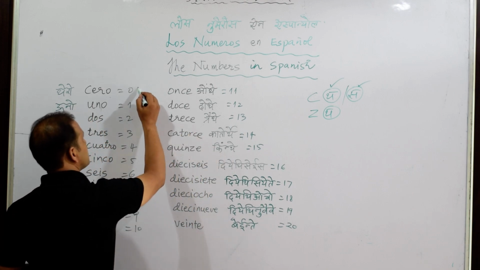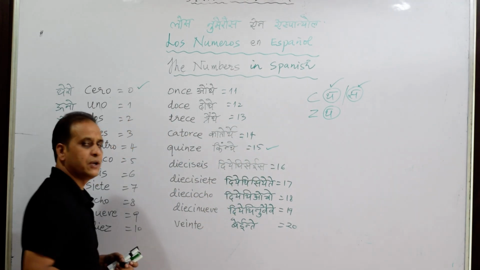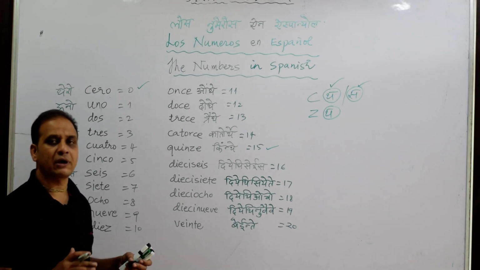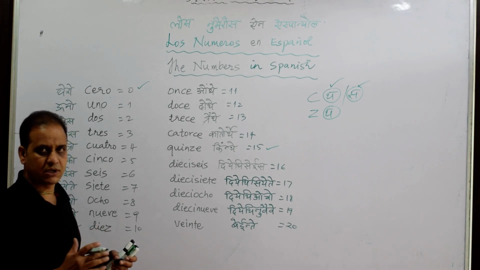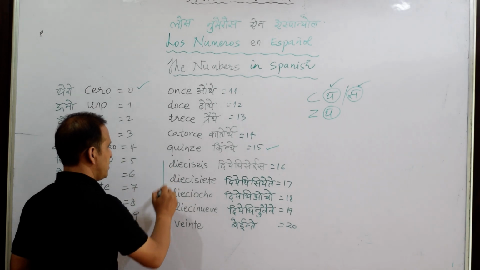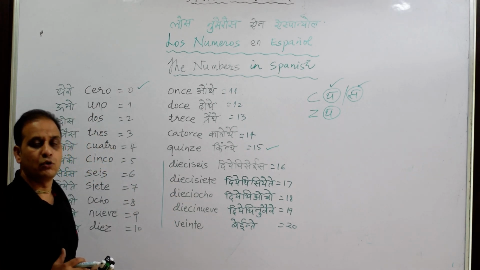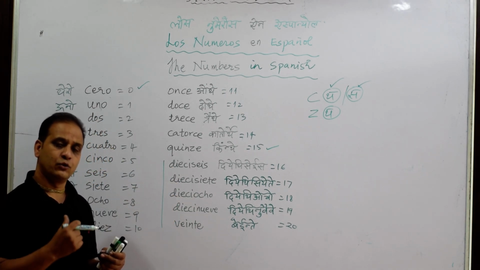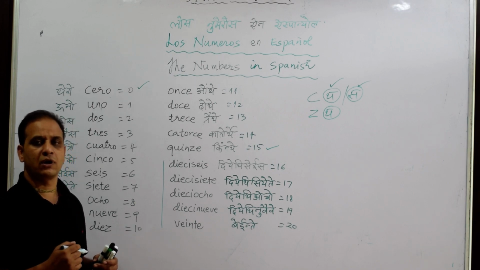So right from 0 till 15, you have to mug them up. You have to cram them. You don't have any other option. But after 15, you need not do so. You will follow a technique. If you do so, it will be easier for you to learn them.